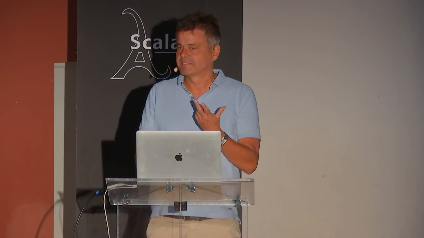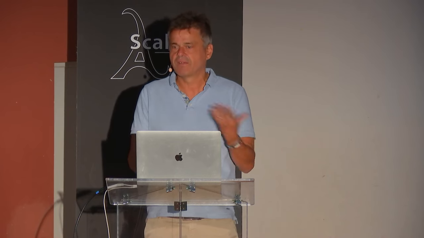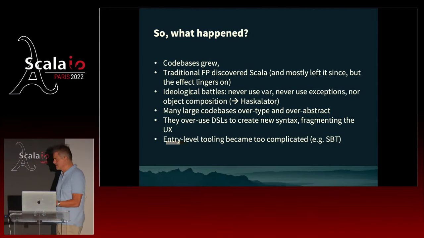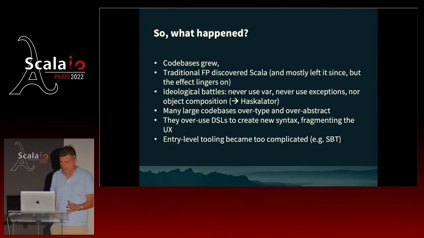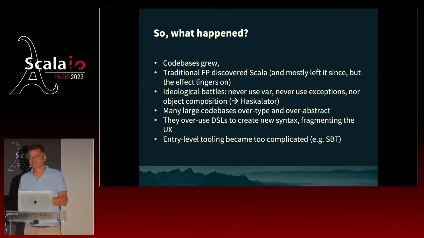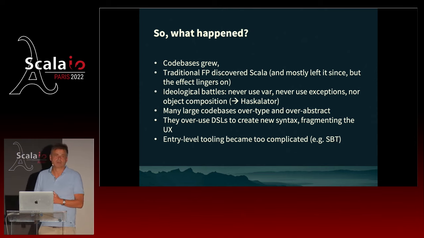So on the one hand, we have these successes, and I think Scala is a very fun and productive language for kids, for learners, for everything. And on the other hand, it has this reputation to be so complicated. So what happened? I think there are several factors that led to that. One definitely is code bases grew. Scala has been used in industry for 10 years now, something like that.